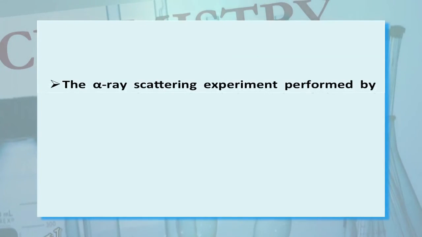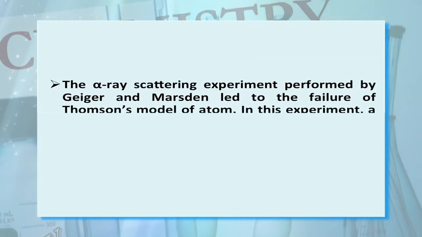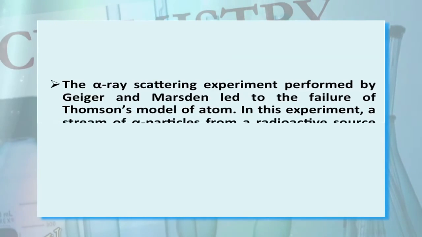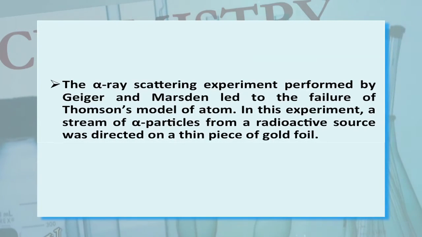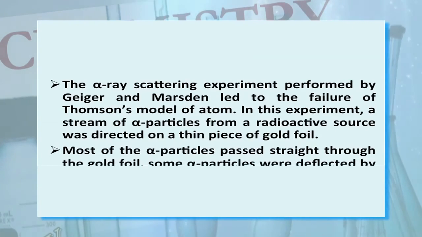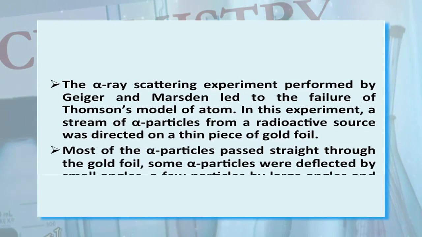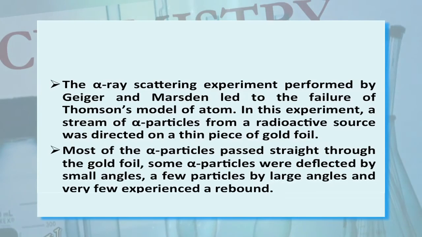The alpha ray scattering experiment performed by Geiger and Marsden led to the failure of Thomson's model of the atom. In this experiment, a stream of alpha particles from a radioactive source was directed on a thin piece of gold foil, which is also known as the Rutherford gold foil experiment. Most of the alpha particles passed straight through the gold foil. Some alpha particles were deflected by small angles and a few by large angles, and very few experienced rebounds.